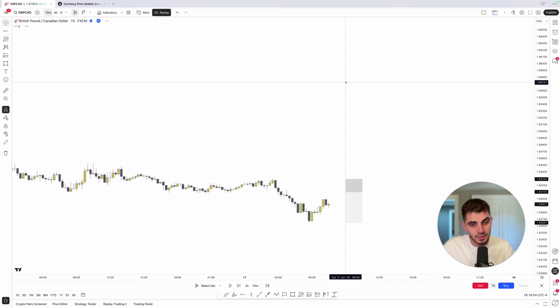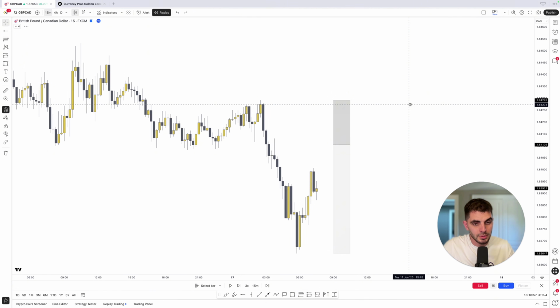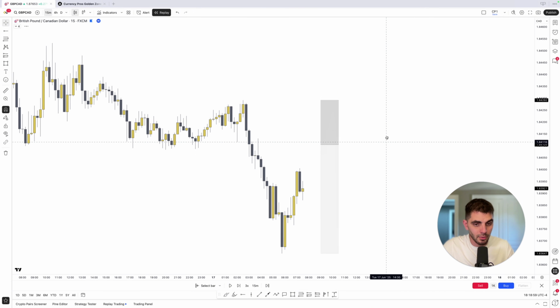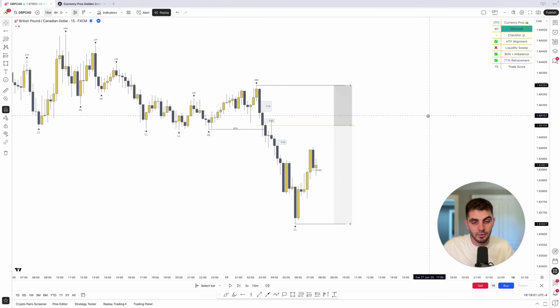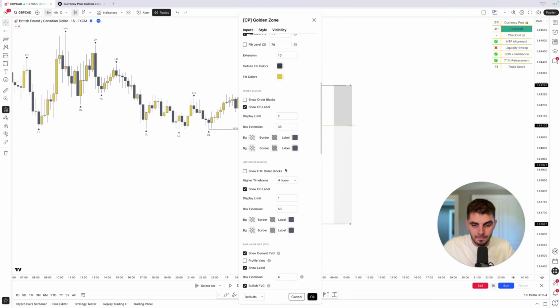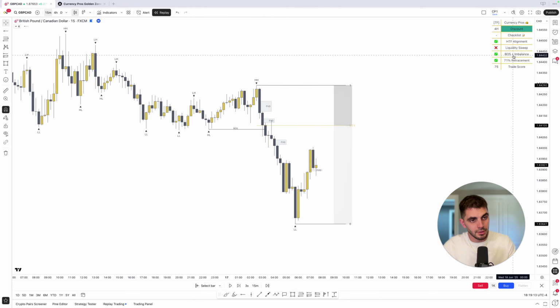Let's go back to the 15-minute time frame, and I'm going to pull up the indicator settings, and we're going to just deselect that item from the checklist. So let's go ahead and do that. And you'll see on the top right of the screen, there's now a red X next to the HTF alignment. Now, next up is a liquidity sweep.